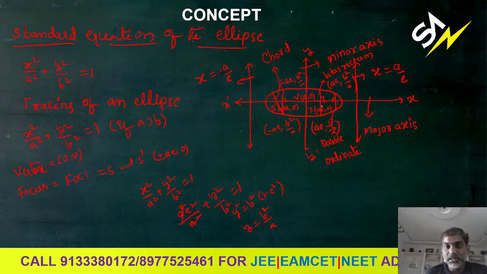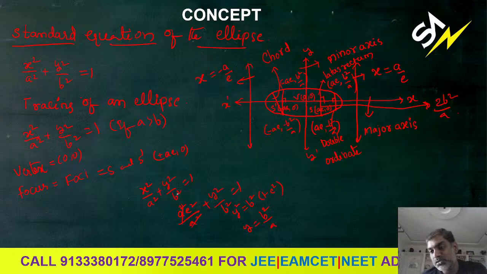Where do I write? Here I can write. The length of the latus rectum is 2b squared over a. Understood? We just calculate the distance between the two points. Length of the latus rectum equals 2b squared divided by a. Next, we can get a circle here. That circle is called the auxiliary circle.